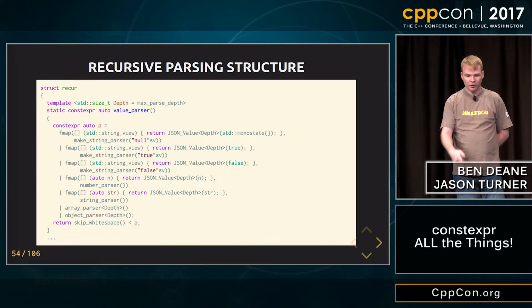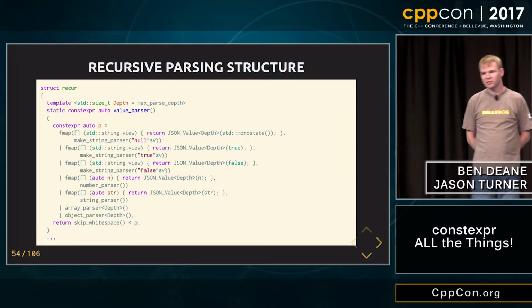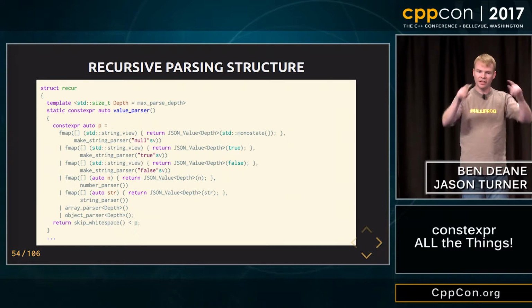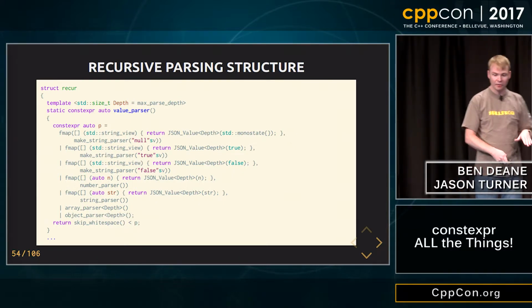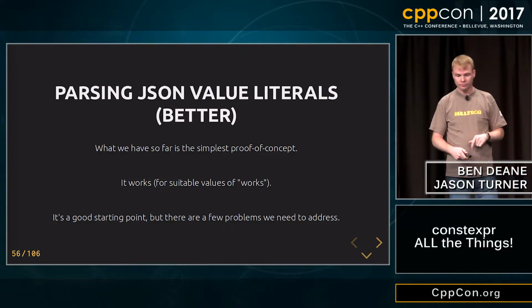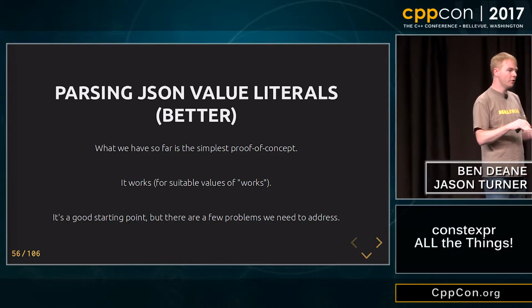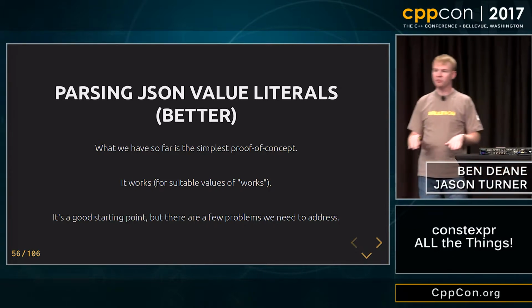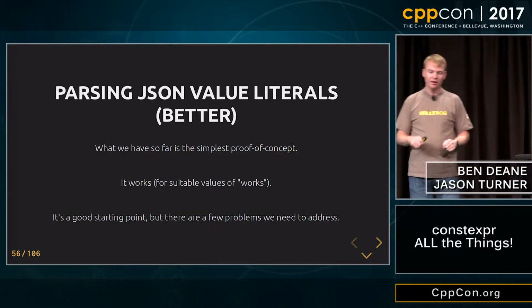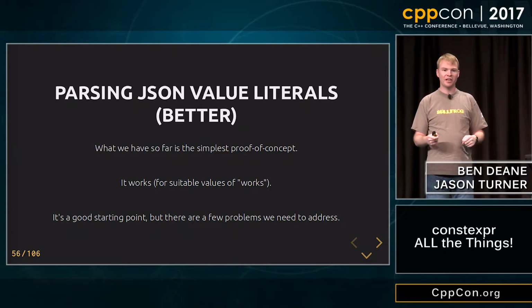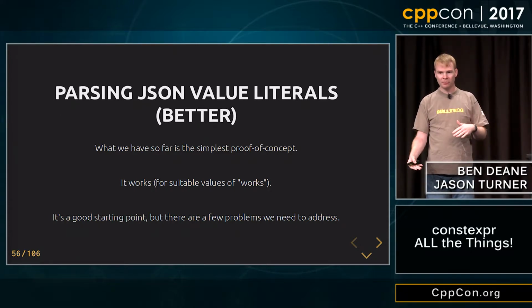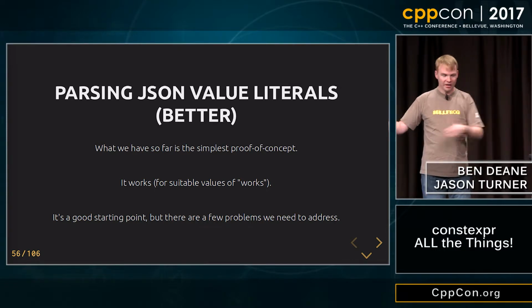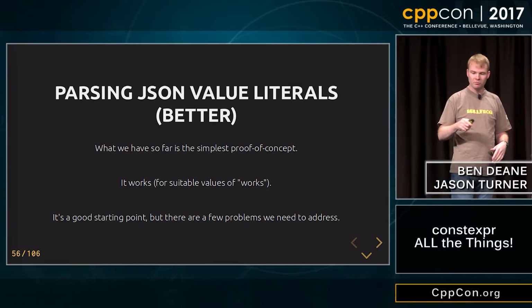Now, all of these at this point are function templates, right? Because our JSON object is itself a template, and in order to be able to parse a thing at any depth of the tree, we need the equivalent function template instantiated at that depth. So that, as it goes, actually works. And that was the simplest kind of proof of concept. This is how we knew we were on the right track. For suitable values, it works, which is to say limited recursion depth and limited array size and object size. It's got a few problems.